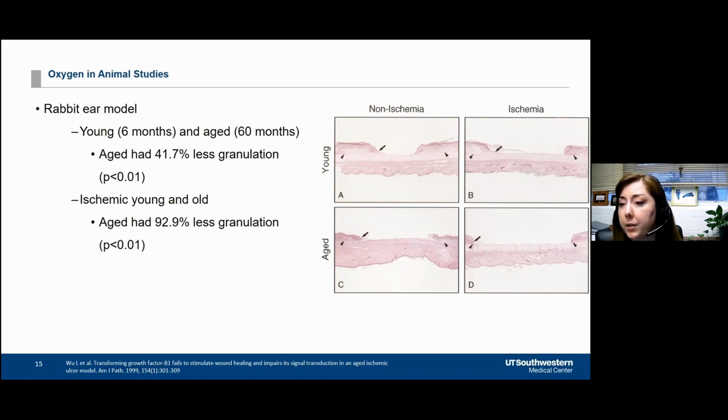In the ischemic model, the young rabbits actually healed pretty well. You can see that epithelial edge really moved. But if you look at D, there is barely a change. Those aged rabbits with ischemia had 92.9% less granulation tissue. So this is probably more applicable to our human population.